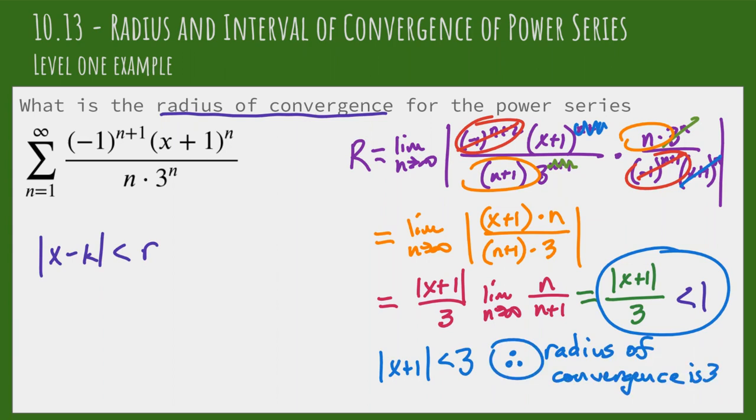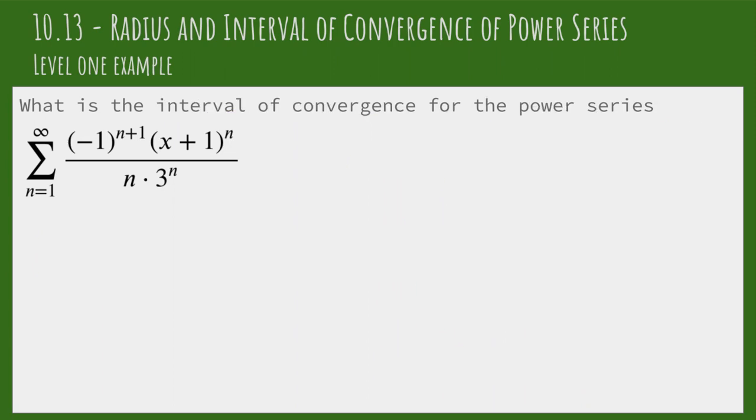Remember the three dots there, that means therefore. So this inequality here tells us that the radius of convergence is 3. Now, I'm going to change the question a little bit. Instead of the radius of convergence, let's look for the interval of convergence. The only difference is we're looking for the interval of convergence instead of the radius.